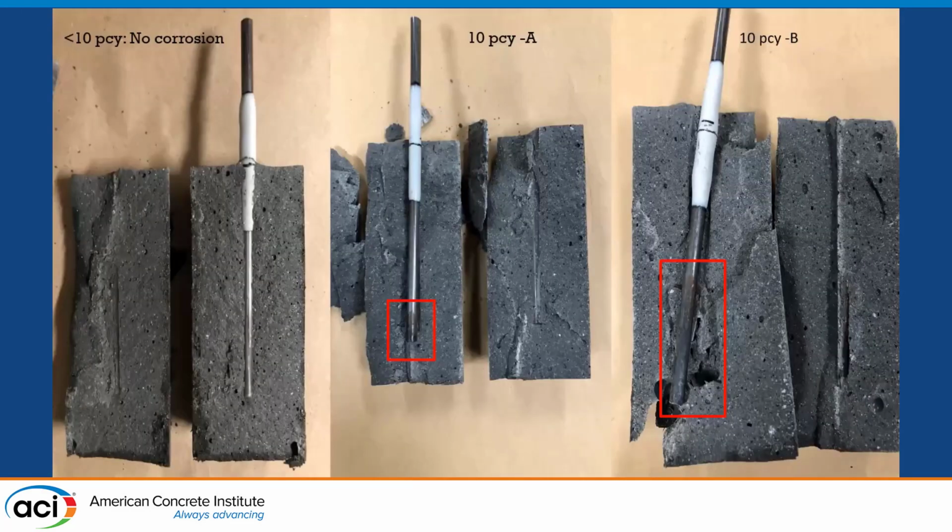So here is just to demonstrate the corrosion. Less than 10 pounds per cubic yard, there is no corrosion. At 10 pounds per cubic yard, we see a corrosion here, and the second corrosion for this one also is here.